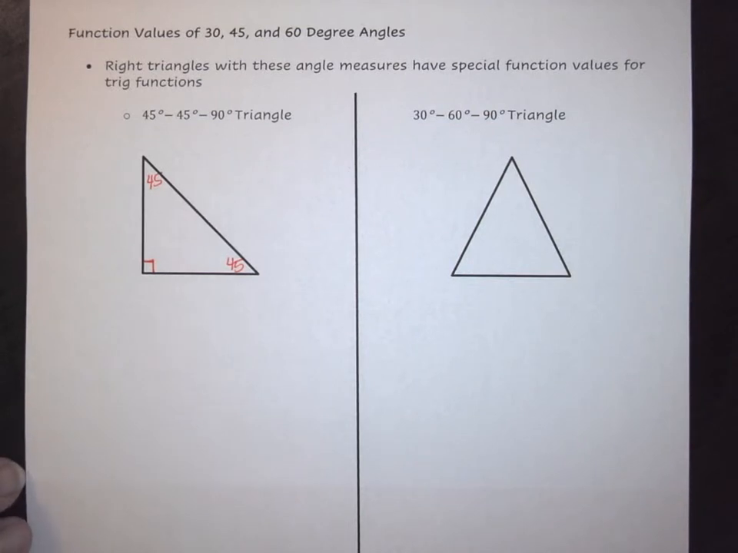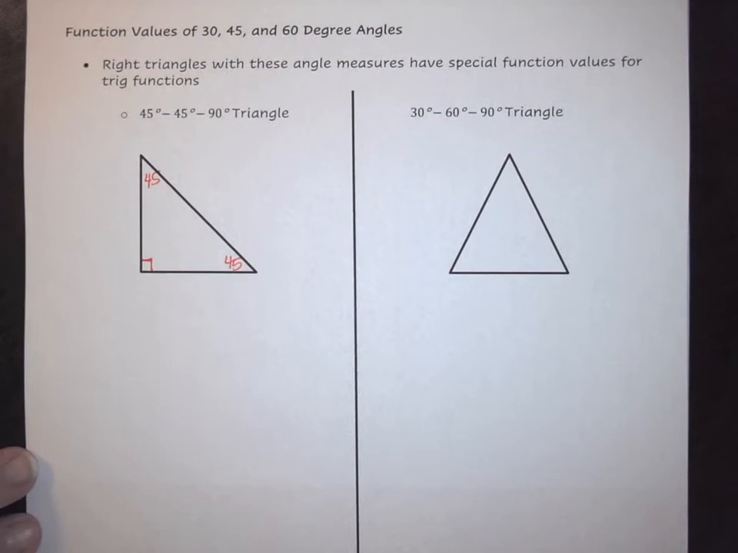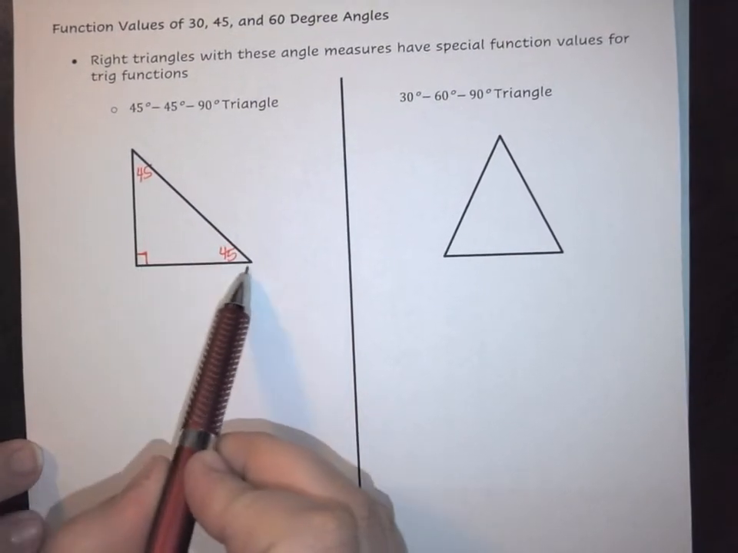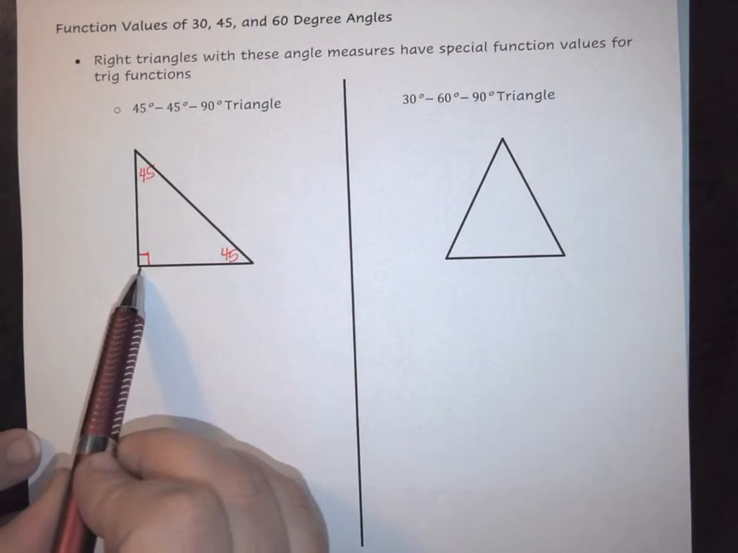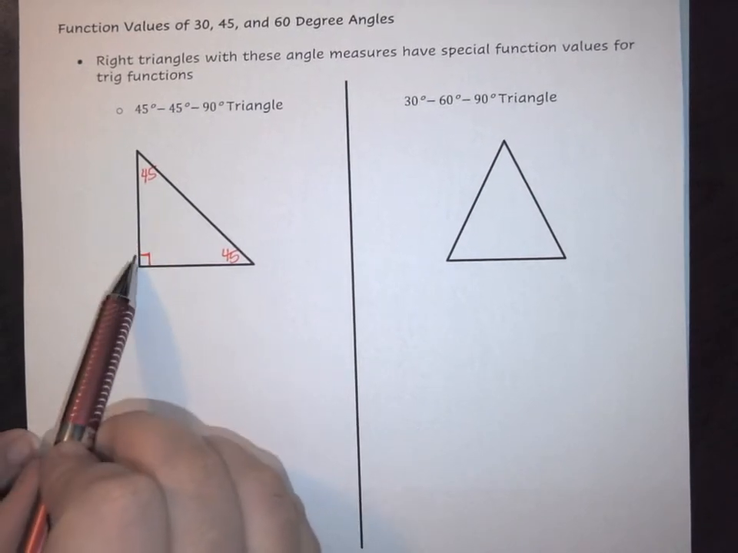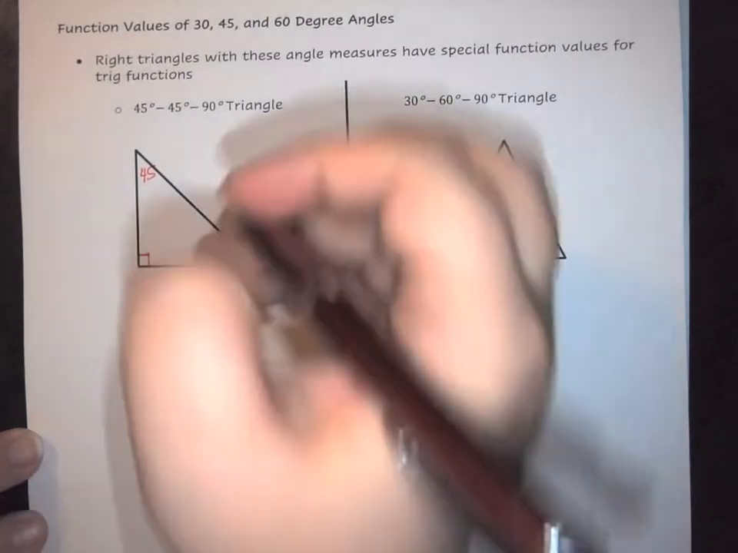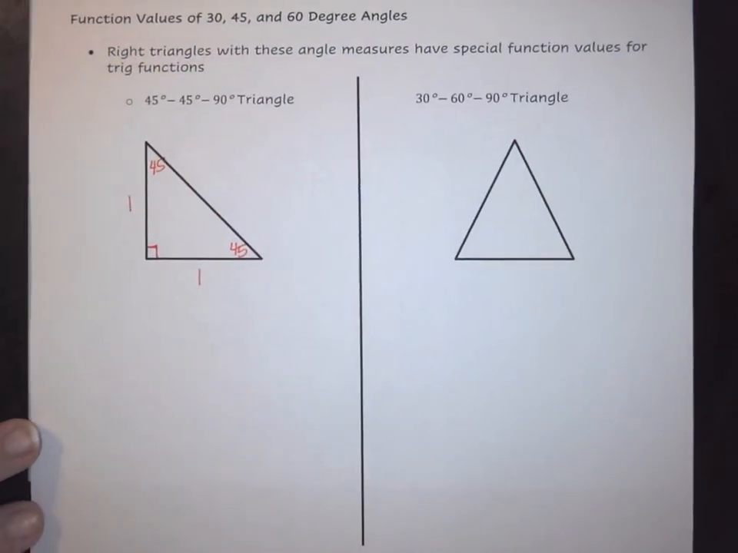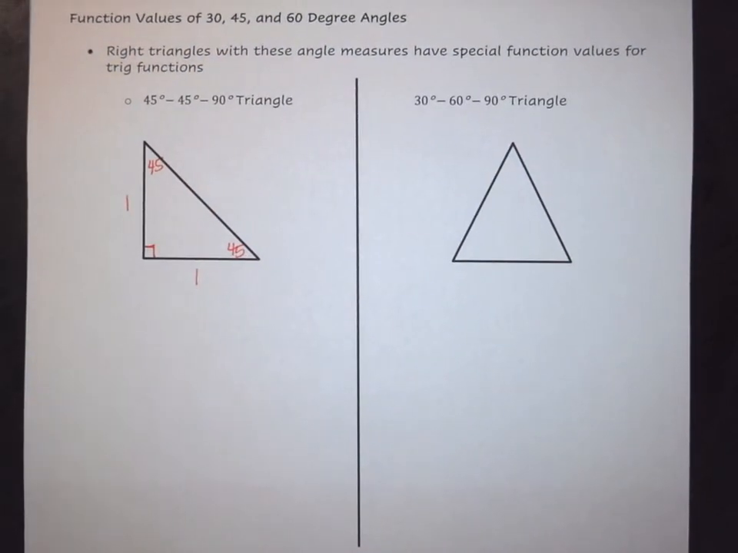Now the other thing about it is these triangles are special triangles because we assume that their legs, so the opposite and the adjacent legs, have a radius or a distance unit of 1. In other words, they're special not only for the angles that they possess, but because they also fit on the unit circle, which we will be getting to.